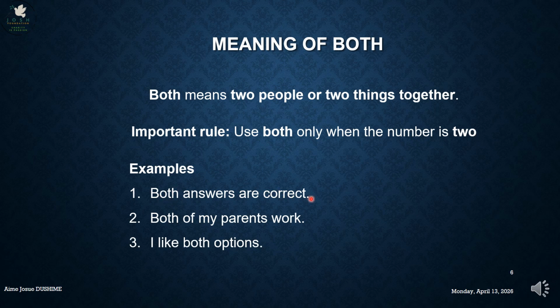Both answers are correct, means we have two answers. We have answer A and answer B. Both of my parents work. We have father and mother. I like both options. The same here. This is like I have option A and option B.